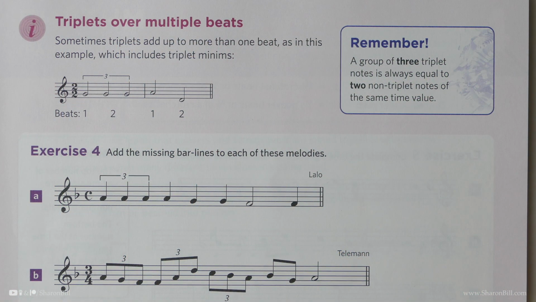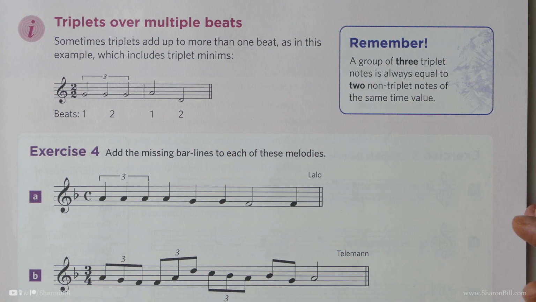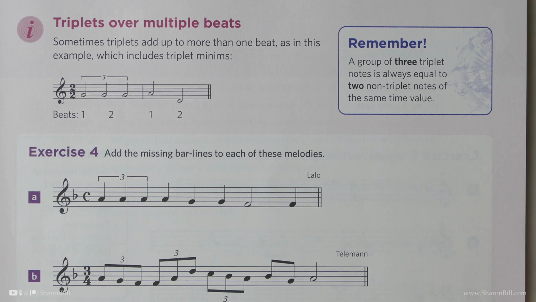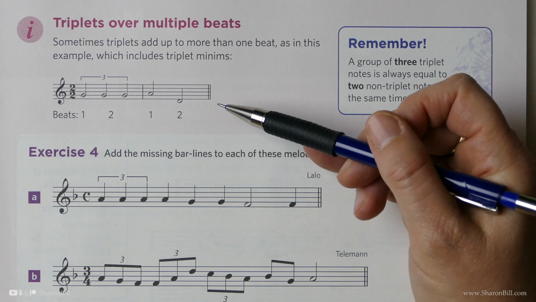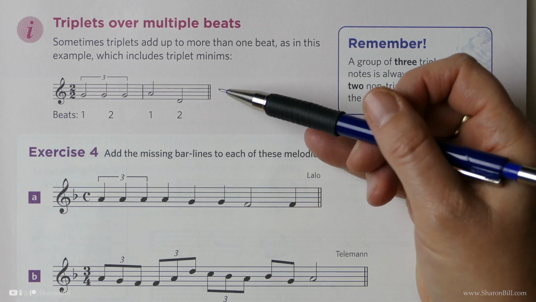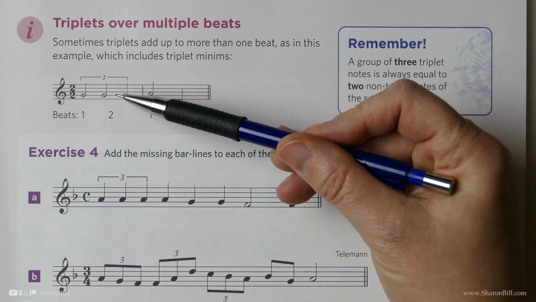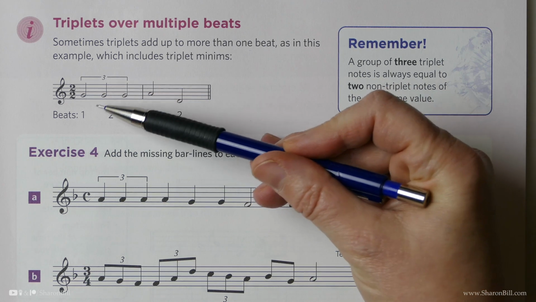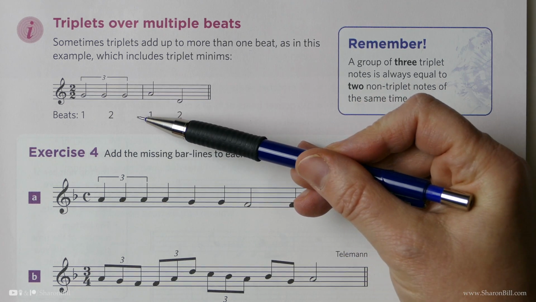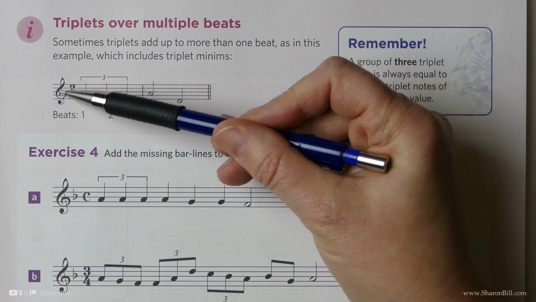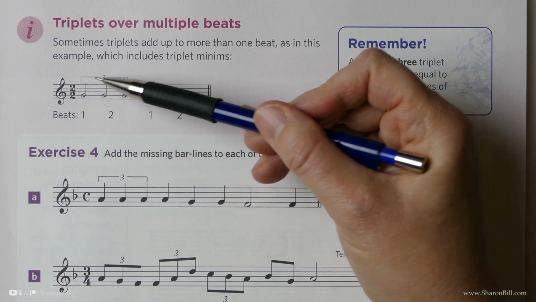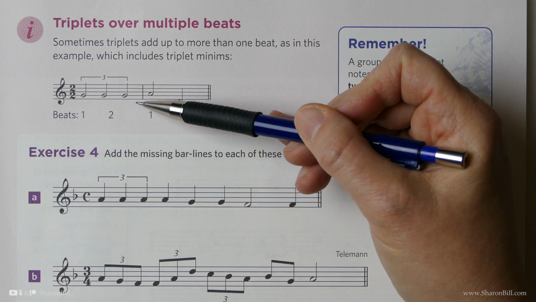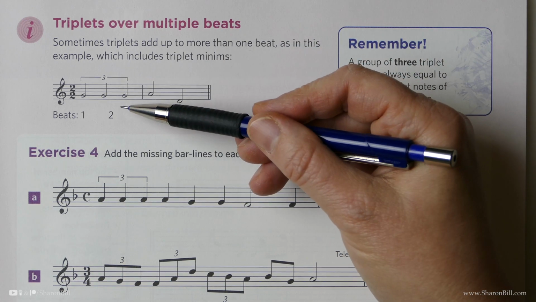We move on to page 17 of the Grade 2 Discovering Music Theory workbook, and we continue with the topic of triplets. There's no new information to learn here really. It's just that now we can be made aware of the fact that a triplet can last more than one beat. It can stretch over more than one beat. It doesn't all have to happen within one unit beat. It can take up as much time of the bar as the composer requires.